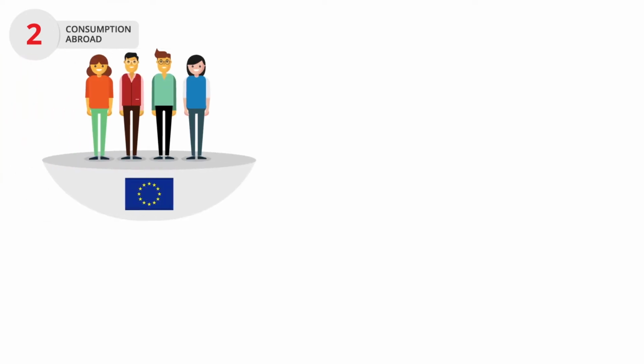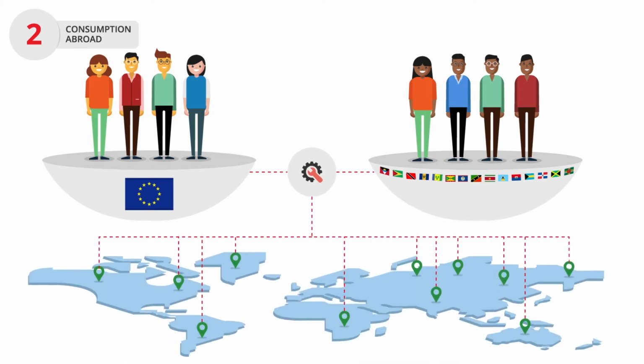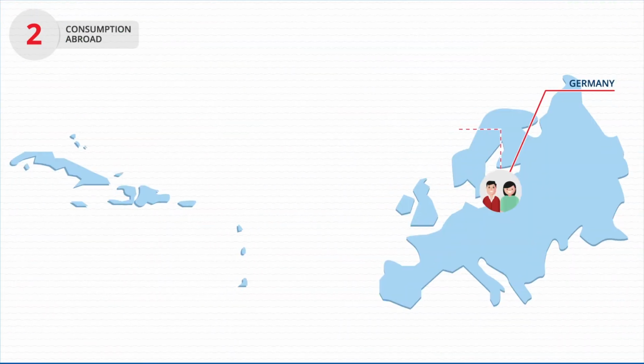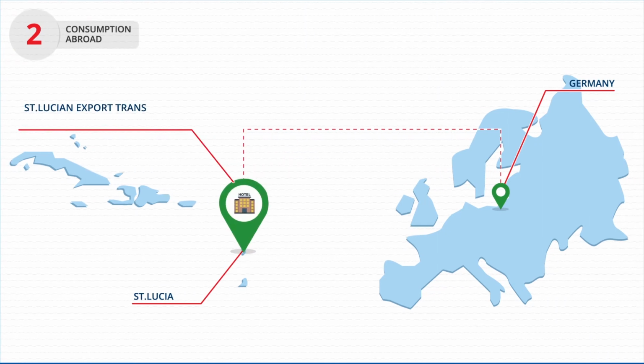Mode 2, also known as consumption abroad, involves consumers from the European Union or CARIFORUM who use services while visiting a country in the other region. When a German tourist visits St. Lucia to enjoy a week at one of its boutique hotels, that's a St. Lucian export transaction via Mode 2.